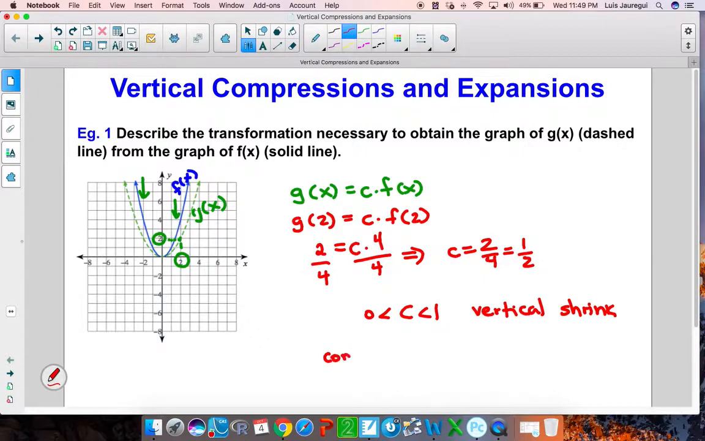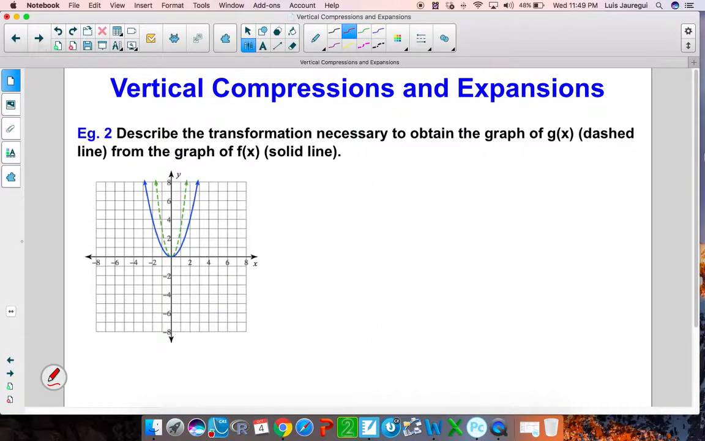We need to compress vertically by a factor of 2. You can think of compressing as telling you that you want the reciprocal of that particular c value. In this case, the reciprocal of 1/2 is 2. That's why we have a factor of 2 here. Let's see another example.